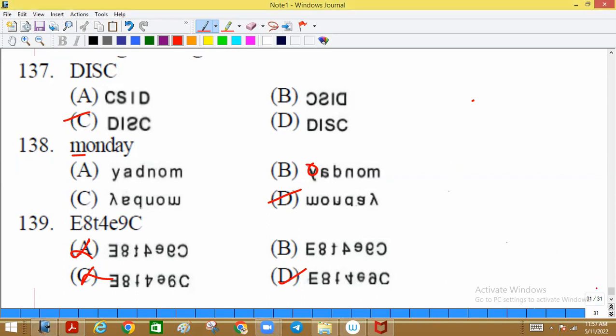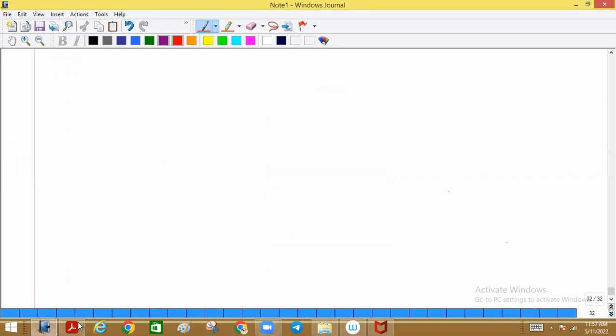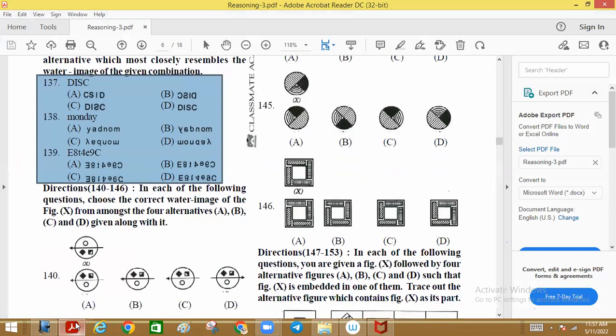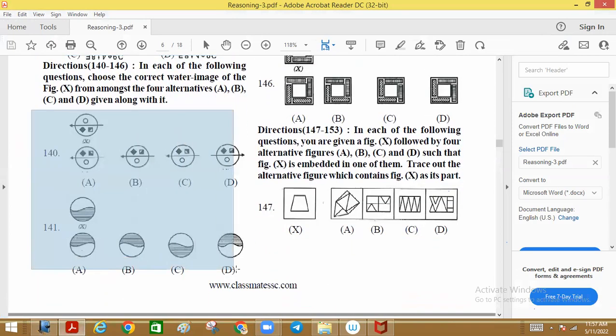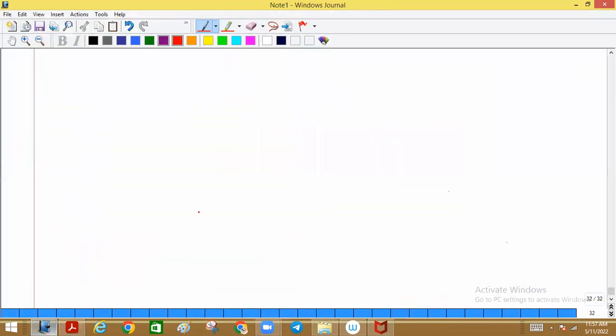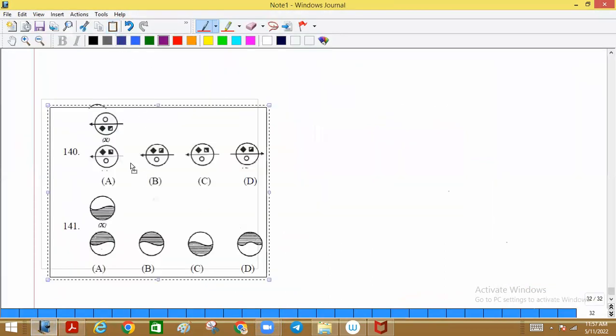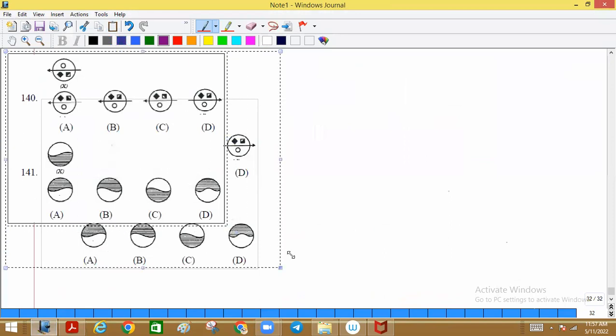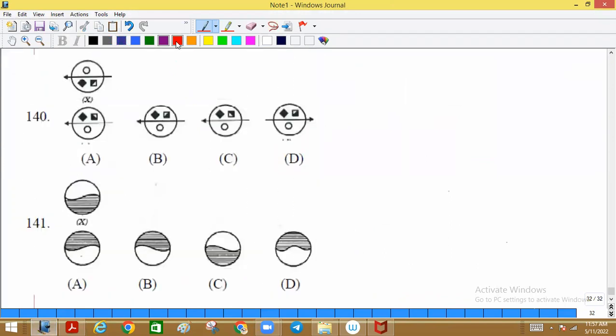Now come to figures. We'll solve some figures. Yes, 140. Water image.